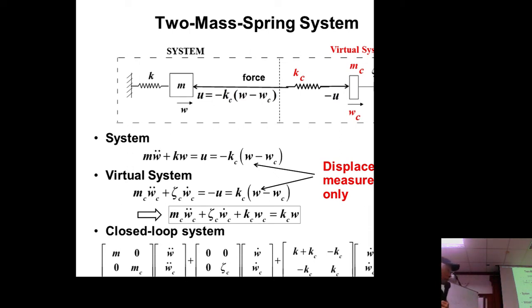Now, if you look at this, for this displacement measurement only, the coupling in the closed loop system is in the K matrix. There's no coupling in the mass matrix. There's no coupling in the damping matrix. They couple through only the stiffness matrix. Any questions? This equation is nothing but just writing out this and that and putting it in this form. That's all. Okay. Any questions?